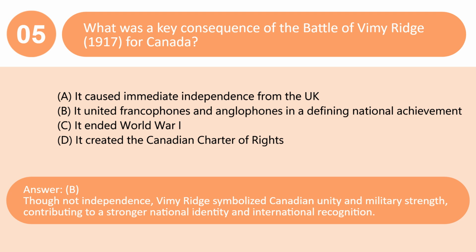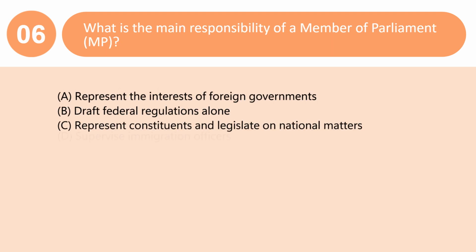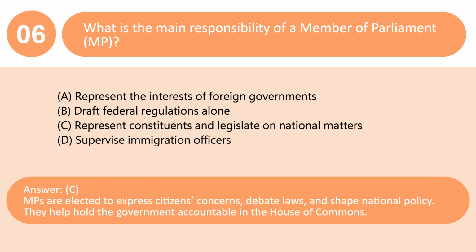What is the main responsibility of a Member of Parliament, MP? A. Represent the interests of foreign governments. B. Draft federal regulations alone. C. Represent constituents and legislate on national matters. D. Supervise immigration officers. Answer: C. MPs are elected to express citizens' concerns, debate laws, and shape national policy. They help hold the government accountable in the House of Commons.